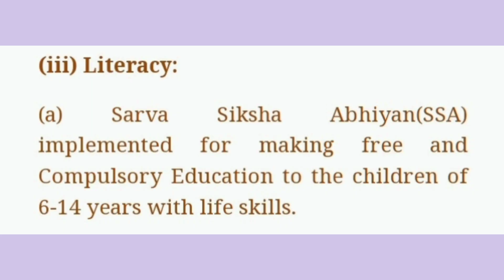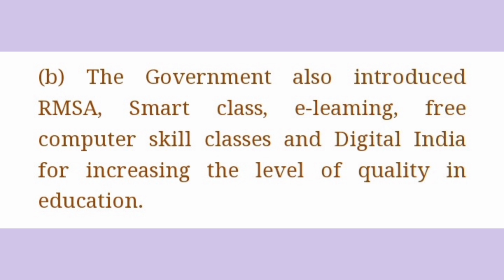Third point, literacy. First point, Sarva Shiksha Abhiyan, SSA, was implemented for making free and compulsory education available to children of 6 to 14 years with life skills. Then second point, the government also introduced RMSA, smart class, e-learning, free computer skill classes and Digital India for increasing the level of quality in education.